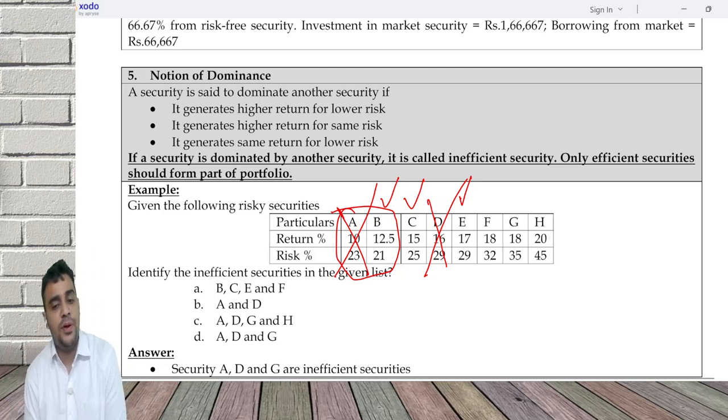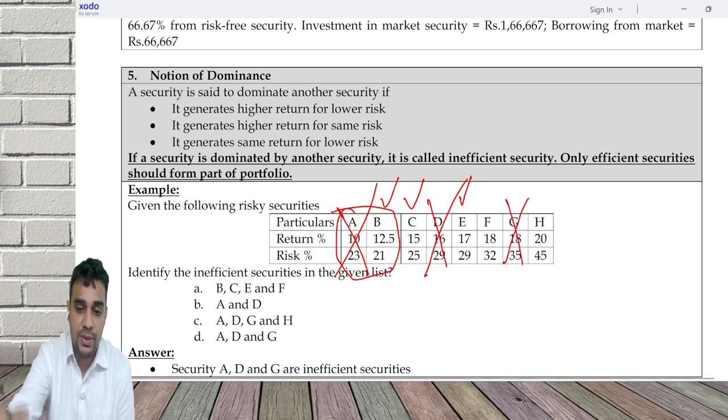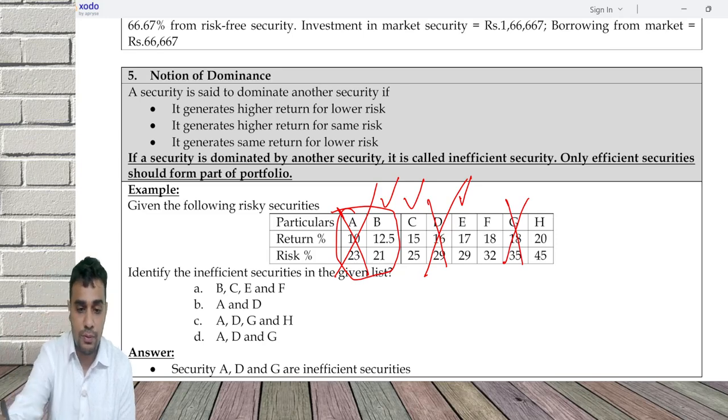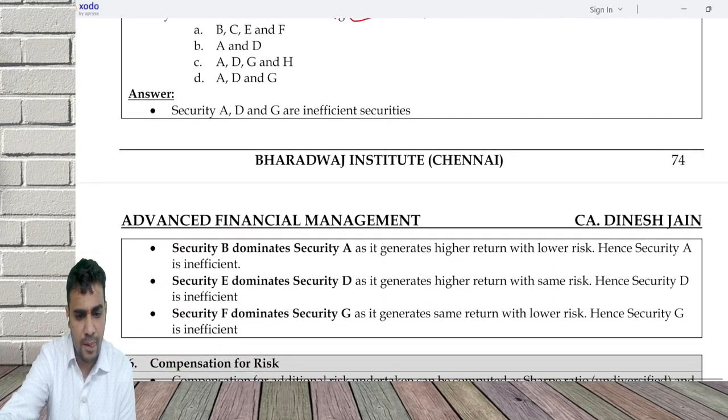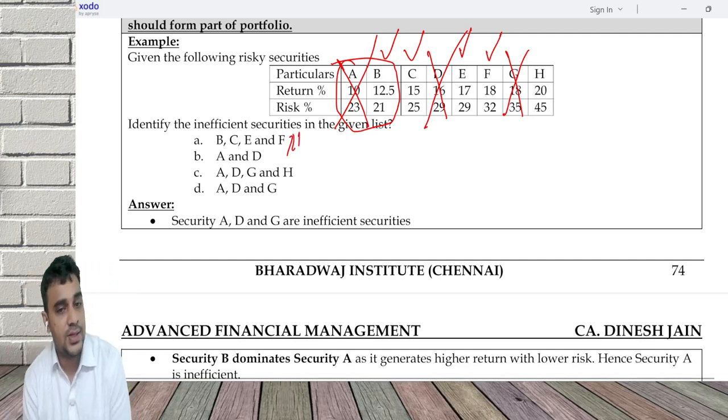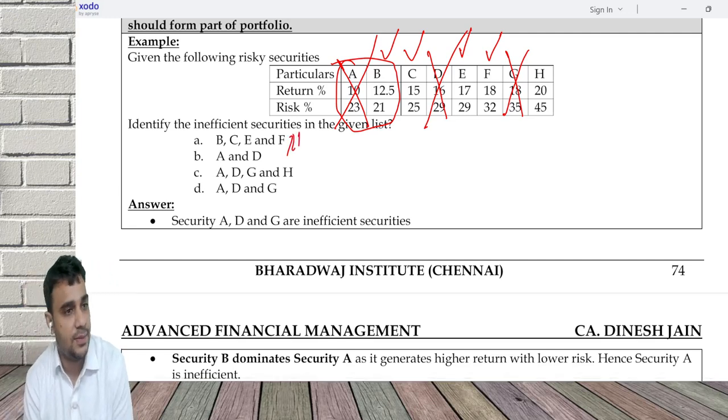Is there any domination between F and G? F is dominating G because same return, lower risk. So G is also eliminated. Between F and H, is there any domination? No. So B, C, why H is? Oh, I think the option should have had H also here. The option should have had H as well. H is able to withstand everyone. I think the solution didn't have that item.